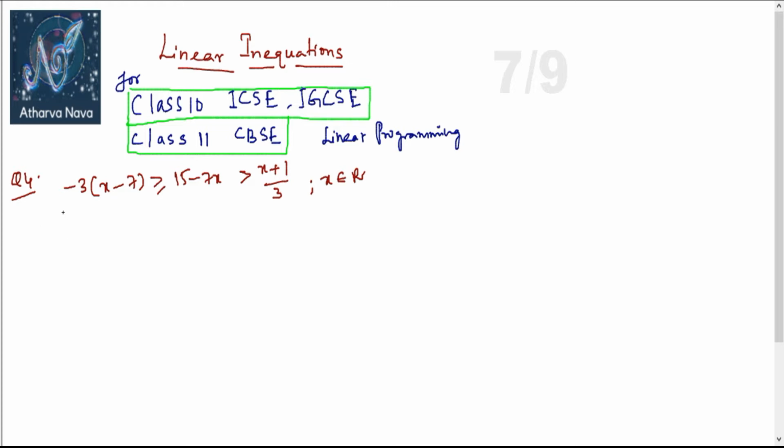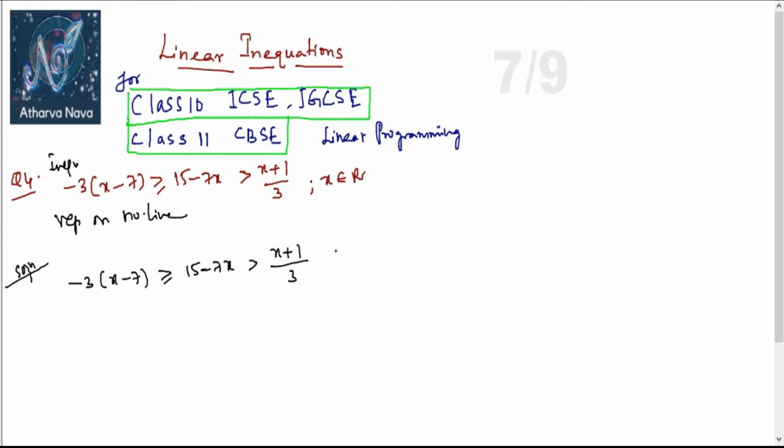Let's see one more question now, in which you have to solve this inequation and represent it on the number line. Okay, this is my question. The solution is, you have to write again the same way: minus 3(x minus 7) greater than or equal to 15 minus 7x greater than (x plus 1)/3. X belongs to real numbers.